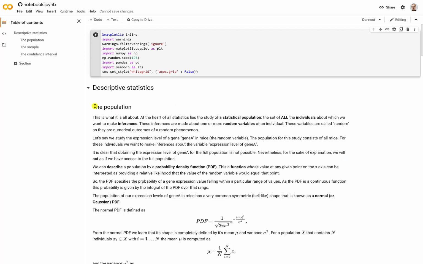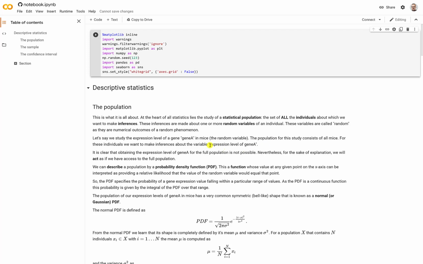So let's start with the population. As I just said, the population is actually the most important. That's what we want to know things about. It's the set of all the, we call those individuals, so the set of all the individuals about which we want to make some inferences, make claims about, know things about, right? And these inferences will be made about one or more variables. We call them random variables, right? And these variables say something about an individual, right?